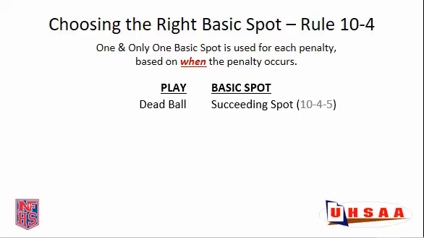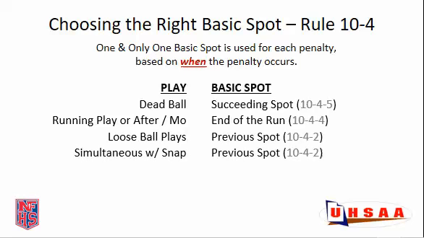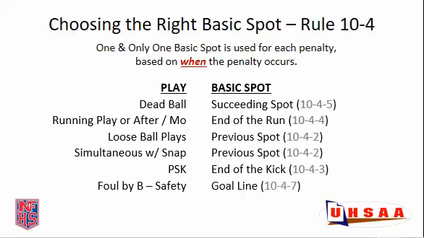Dead ball fouls go from the succeeding spot. Running plays or fouls after a momentum beanbag has been dropped and the play ends in the end zone will go from the end of the run as defined in 10-4-4. Loose ball plays are from the previous spot, as are fouls simultaneous with the snap. Those are our 3 normal basic spots. PSK fouls go from the end of the kick, fouls by B on a safety from the goal line, and fouls by B during a touchback are from the 20-yard line. Those are our basic spots. Then, as I said, you just need to memorize this list.